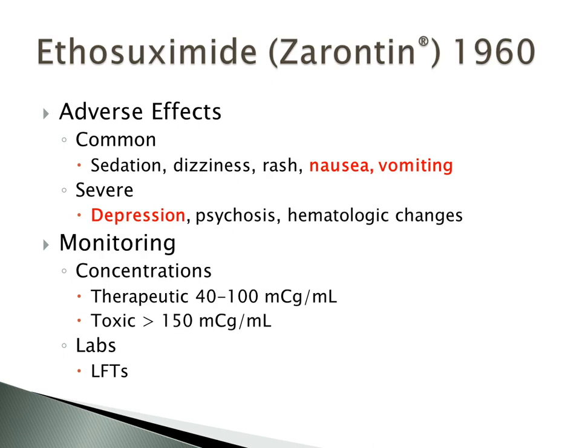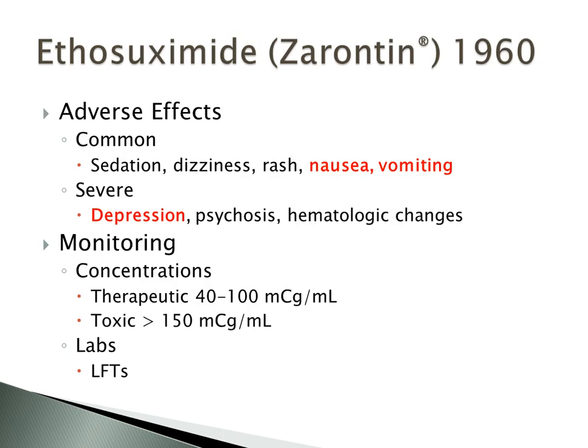So here, as we're talking about adverse effects, some of the common adverse effects are rather mild things: sedation, dizziness, rash, often nausea and vomiting with initiation. And severe, there is maybe a little bit higher risk of depression or mental status changes with ethosuximide compared to other antiepileptics, but this is still pretty rare.